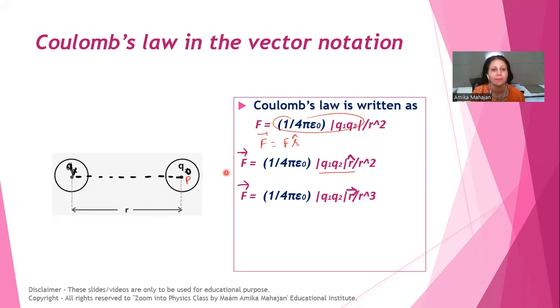So what I get? Force in vector form, and we know that R cap is R vector upon magnitude of R. So when I replace this R cap by this term, then what I get? 1 by 4 pi epsilon naught Q1 Q2 magnitude R vector upon R cube. If I write R cap in numerator, then R square will be in denominator. If I write R vector in numerator, then R cube will be in denominator. So this is the force in vector form.